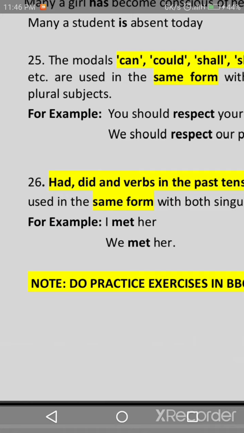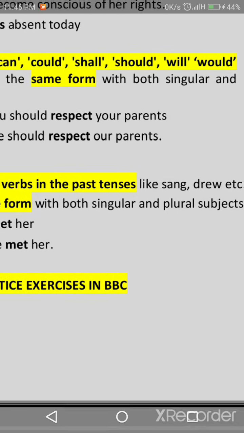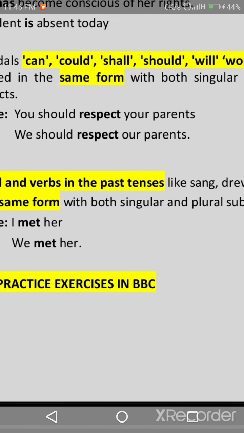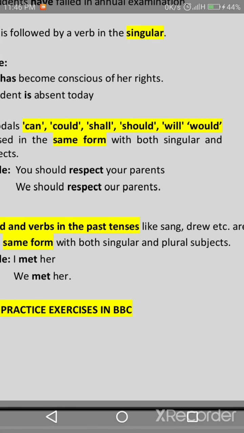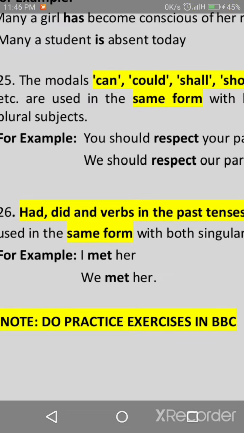Had, did and verbs in the past tense. Children, when had is used in the sentence or did or a past tense word, then they are used in the same form with both singular and plural subjects. So you can say basically that past tense verbs, they are used in the same form with both singular and plural subjects, right? For example, I met her and we met her.